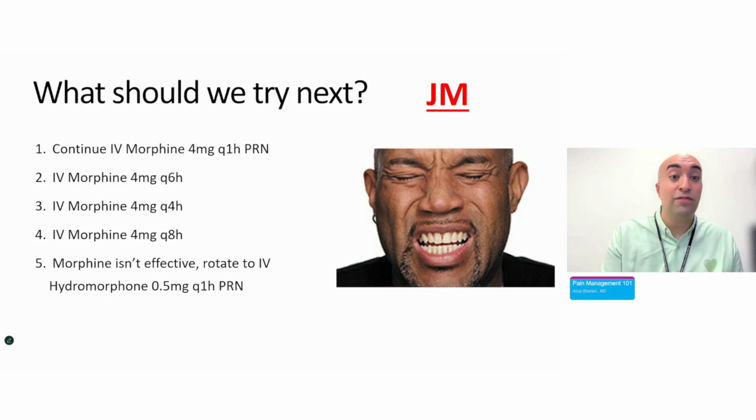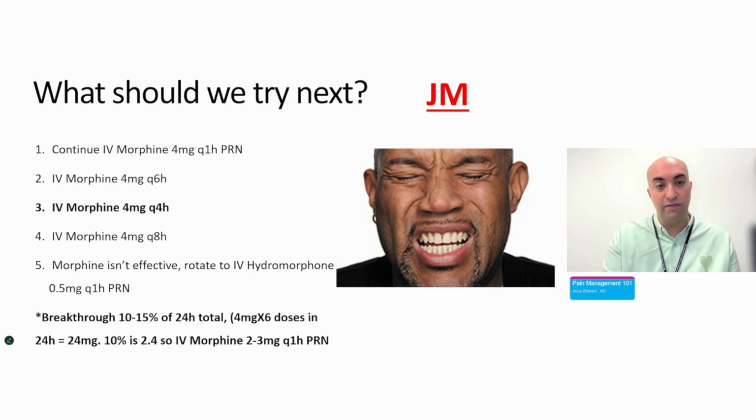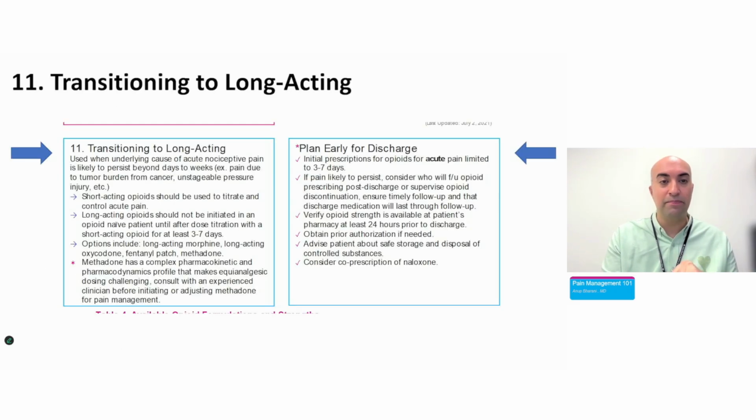Right. So 4 works, no side effects, normal renal function, half-life is 4 hours. And so to remember to calculate your breakthrough dose, add up the 24-hour total. So 4 times 6, 24. 10% of that is 2.4. So somewhere 2 to 3 would make sense as his PRN.